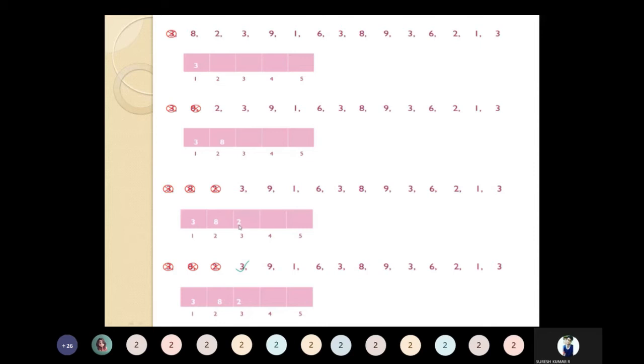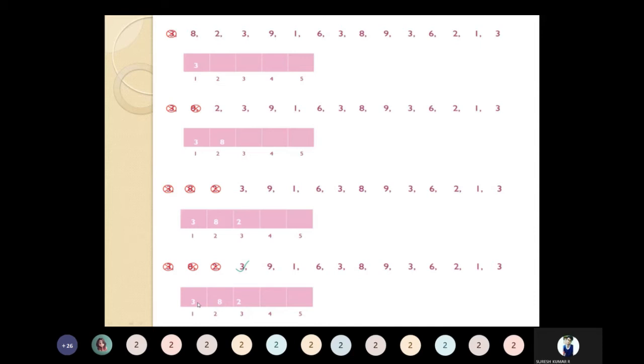Here the 3 was not available in the memory, so this will be inserted the first time. Next, 3 will come, but it is already available. The 3 page is already available in your first slot.